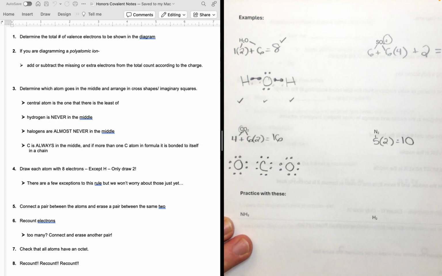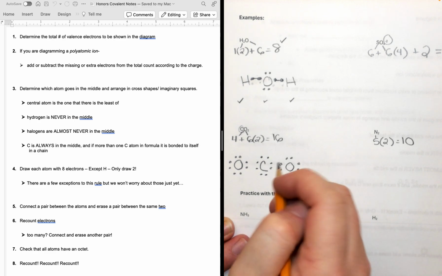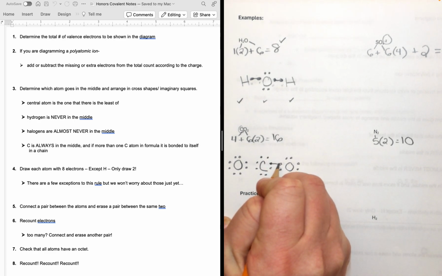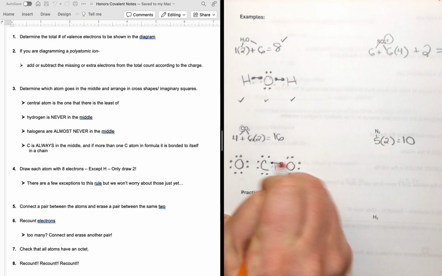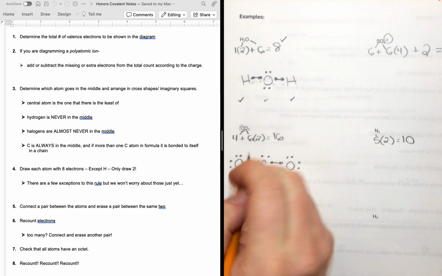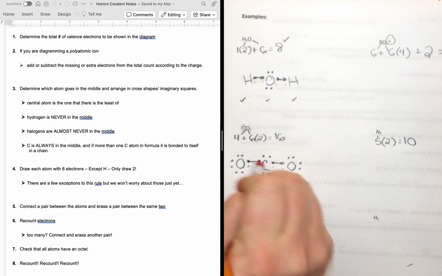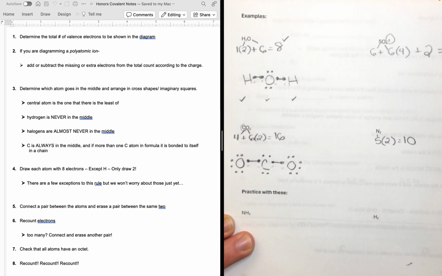So connect a pair between the atoms and erase a pair between the same two. So I'm going to connect this carbon to this oxygen, and then I'm going to erase this pair. Do the same thing on the other side, and erase the pair underneath. So now we're going to recount the electrons to see if we have 16.